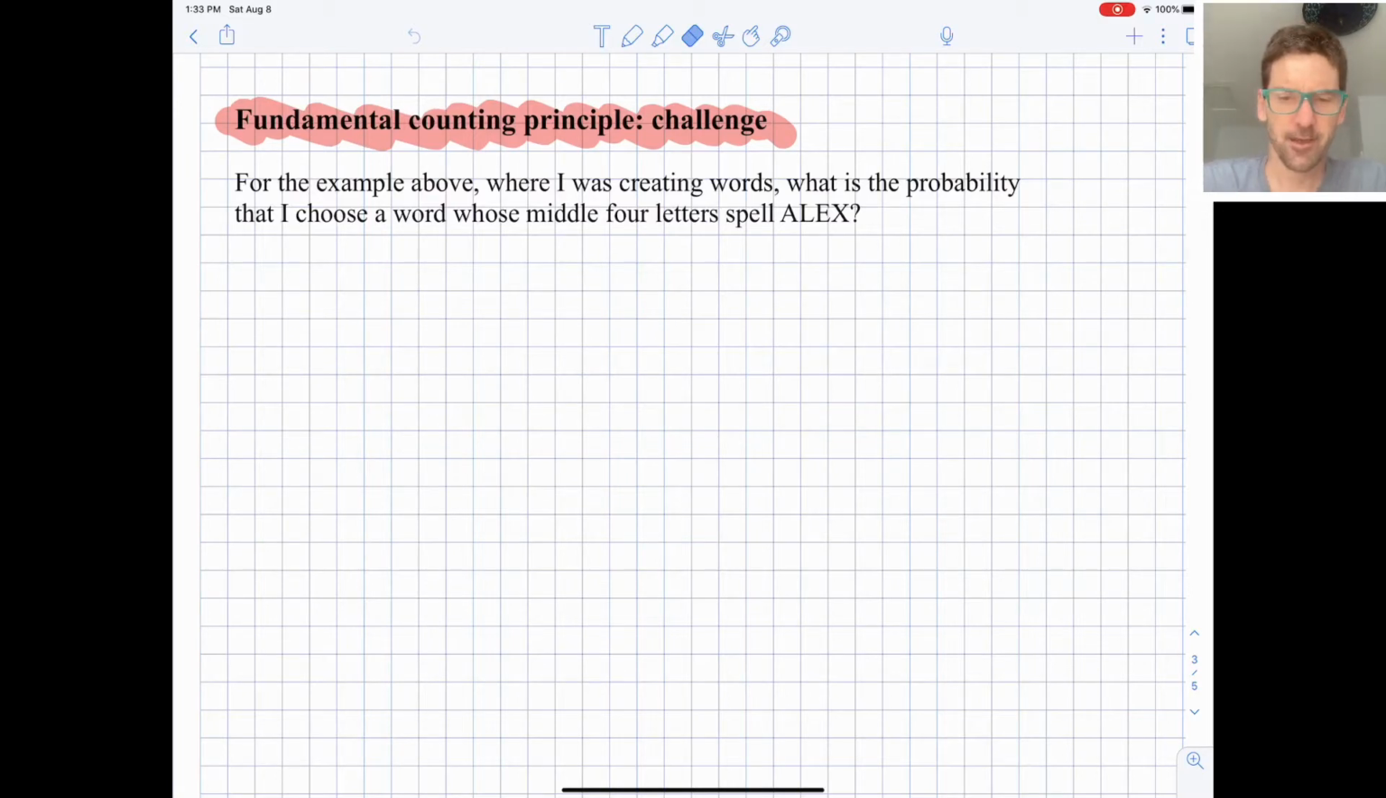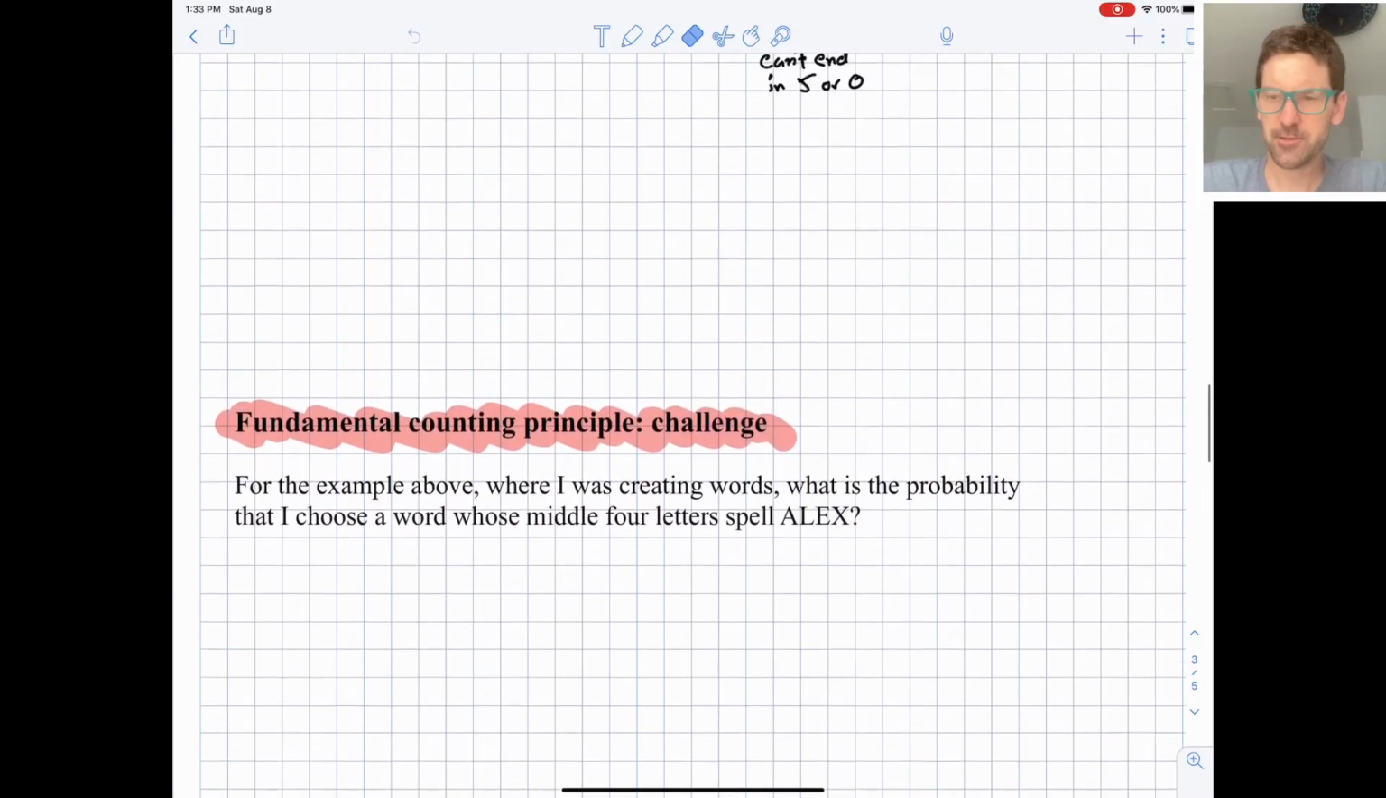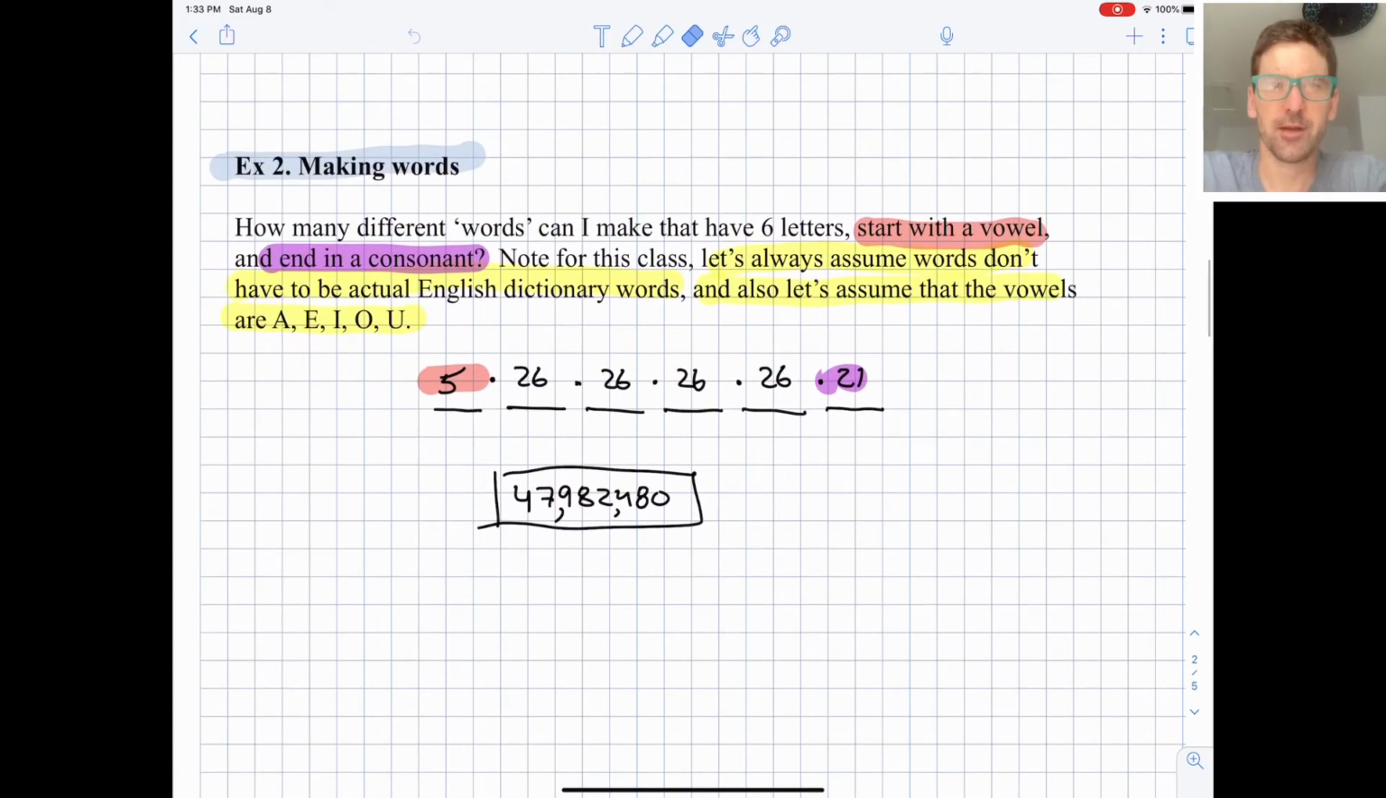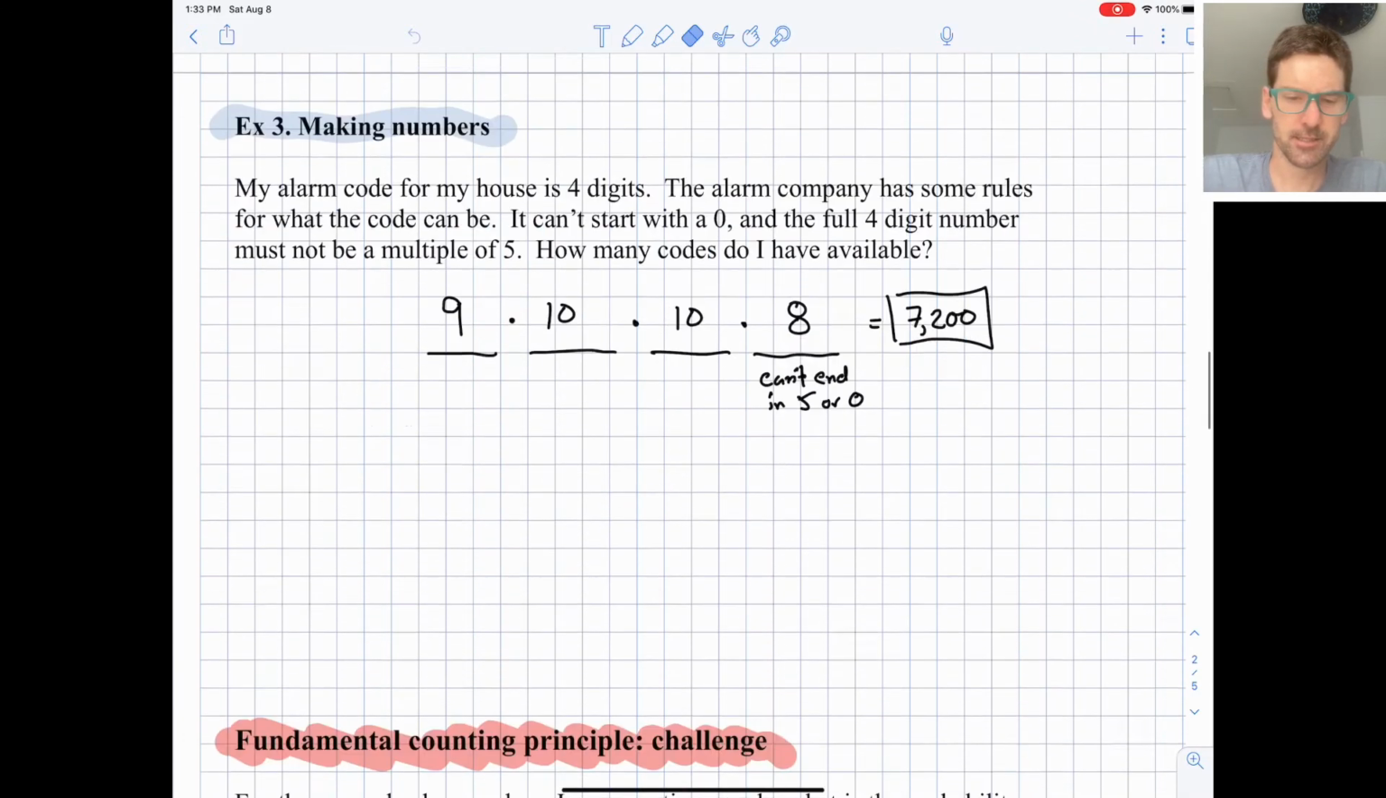Okay. So let's scroll back up to what we were working on in the prior video and remind ourselves. And here's the problem. How many different words can I make that have 6 letters, start with a vowel, and end in a consonant? And remember, they don't have to be real English words, and Y is not a vowel. So it needs to start with a vowel and end in a consonant, 6 letters.